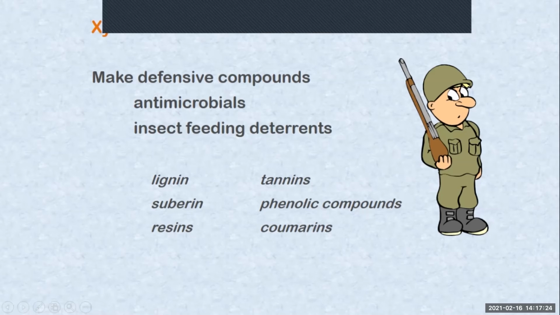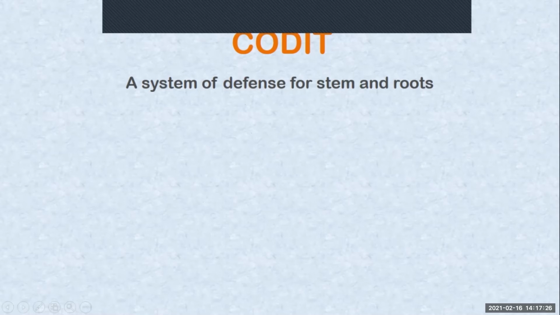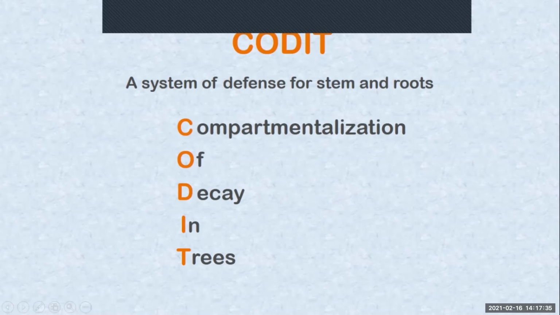Okay, now let's talk a little bit about CODIT. This is a system of defense for stems and roots, and CODIT simply stands for compartmentalization of decay in trees. So this is a term you should know. I want to get through this because this is kind of interesting.